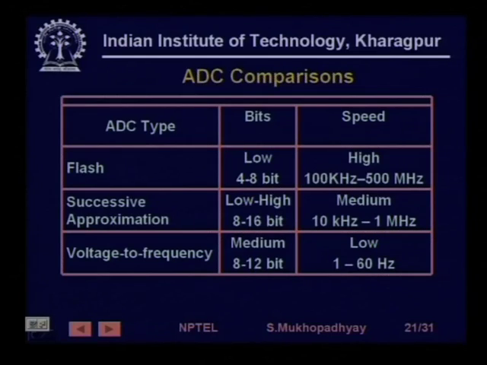conversions. Then successive approximation is very widely used, 8 to 16 bits possible generally, and medium sampling rates. For most processes, successive approximation is good enough. And then you have integrating converters which are quite slow but very accurate, because they do an input averaging over a long time, and therefore they have good response to noise.